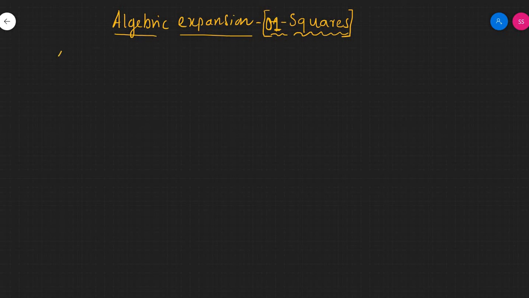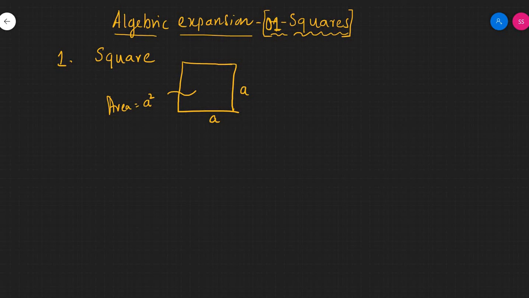First, what is a square? A square is a shape of the following shape, with all equal sides. So the area is given by a squared, and this is your basic definition of a square.